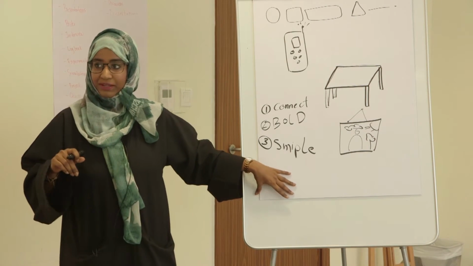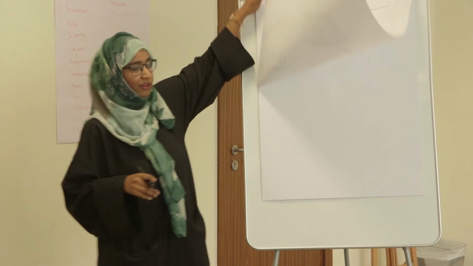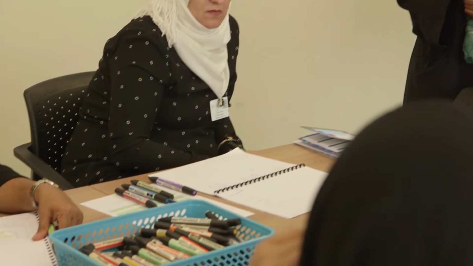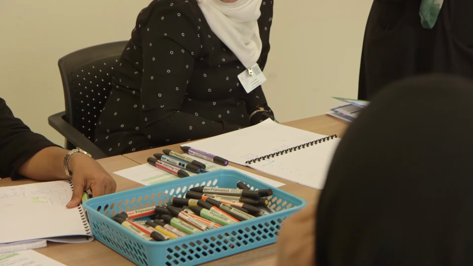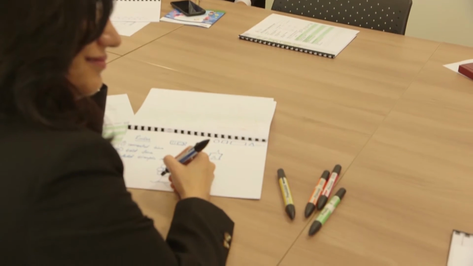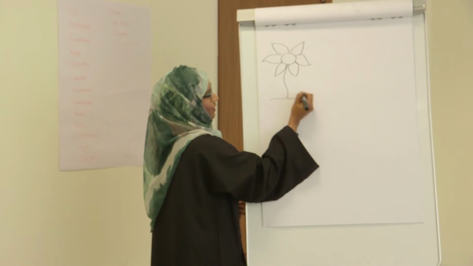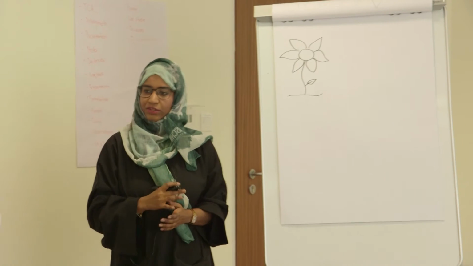So now can we try some icons? Can you draw me a flower? Simple thing. Show me your flowers at the end. Nice. Okay, sunflower, this is what works. So a simple flower. Yeah, so this is a flower.